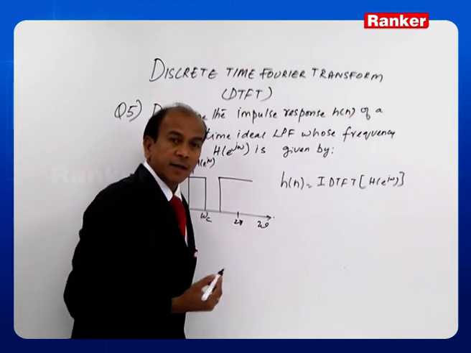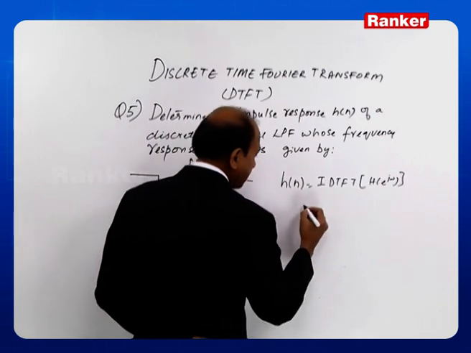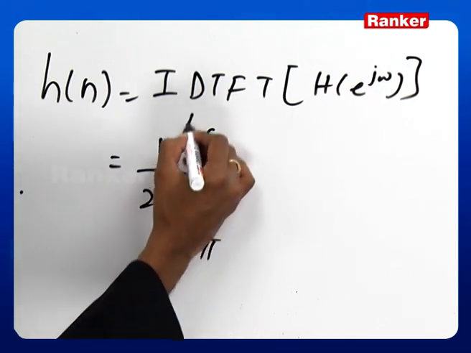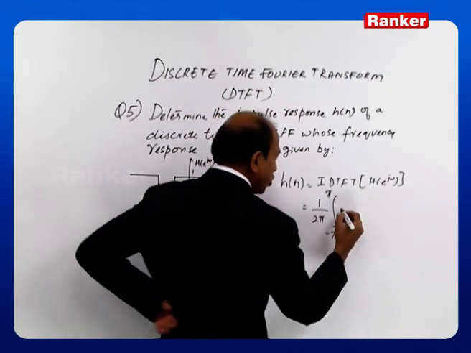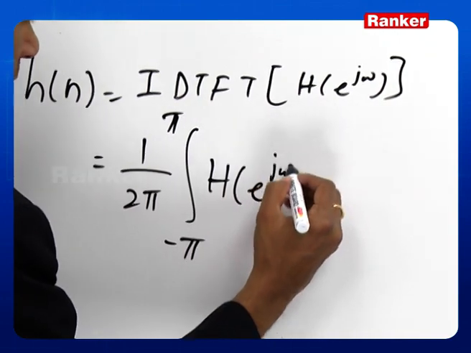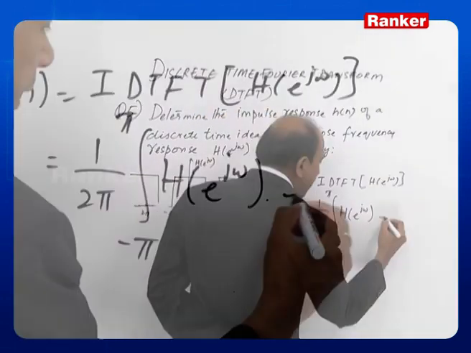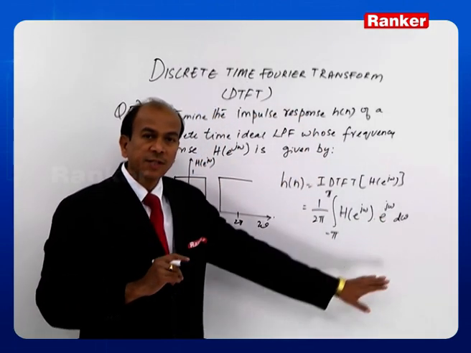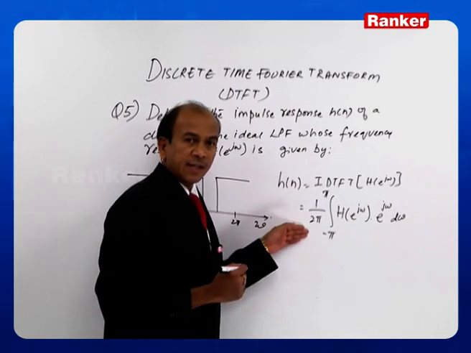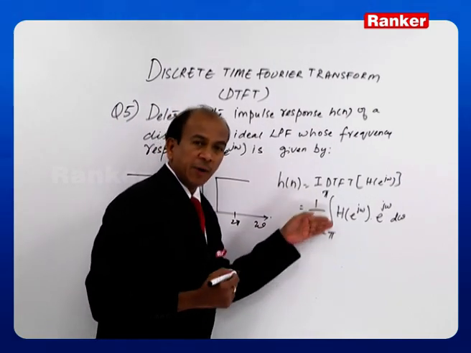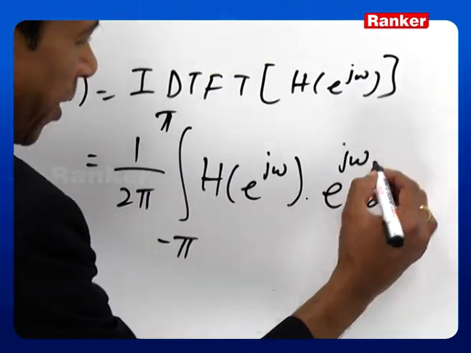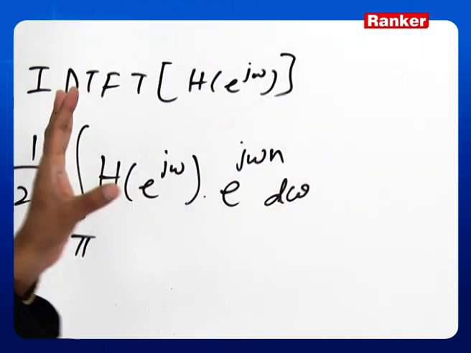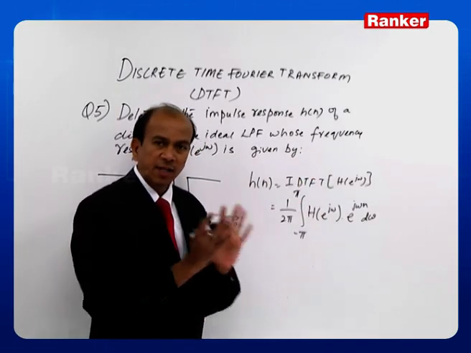The formula for this is given by 1 by 2 pi, integral from minus pi to plus pi, H of e to the power of j omega, e to the power of j omega n, d omega. So, h of n is equal to 1 by 2 pi integral from minus pi to plus pi of H of e to the power of j omega times e to the power of j omega n d omega. This is the formula. So, the earlier expression you replace with this one. Now let us calculate the answer for this.